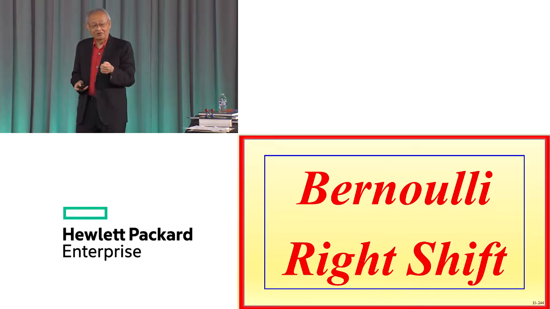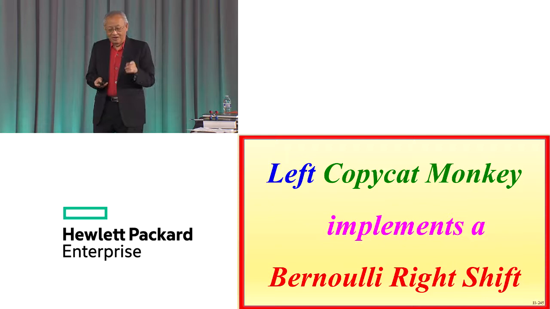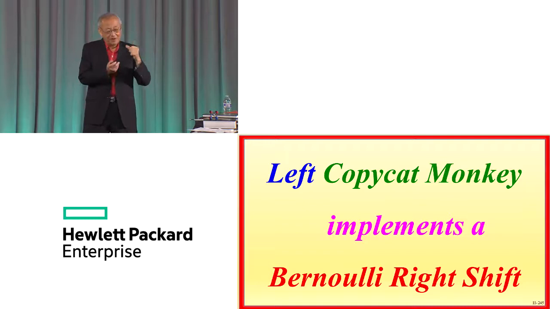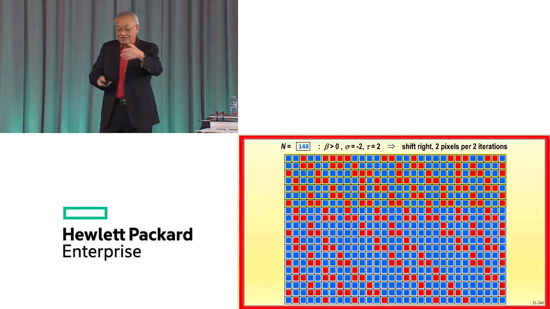Yeah. So the left copycat monkey, this time the monkey would have to teach look left, and then copy. That would give you the right shift. Okay. Now, how about 148? That's another rule to just illustrate how these three integers come in.